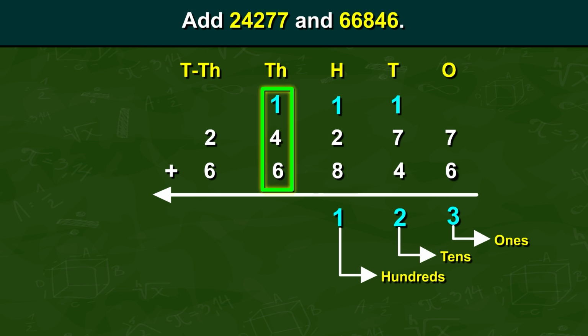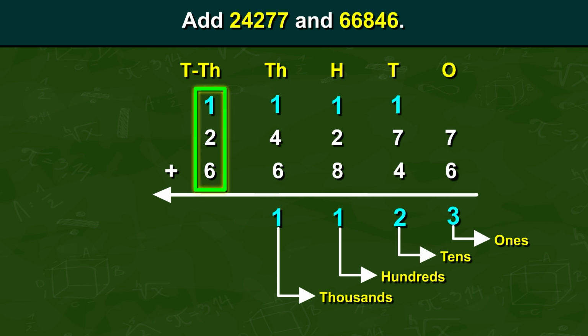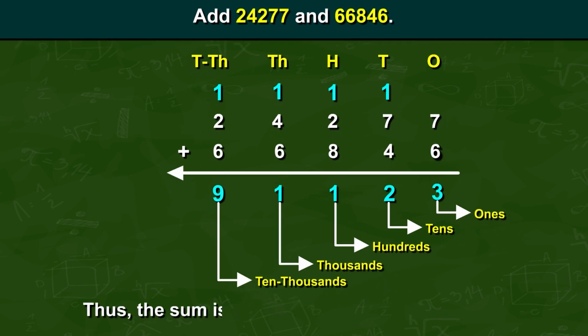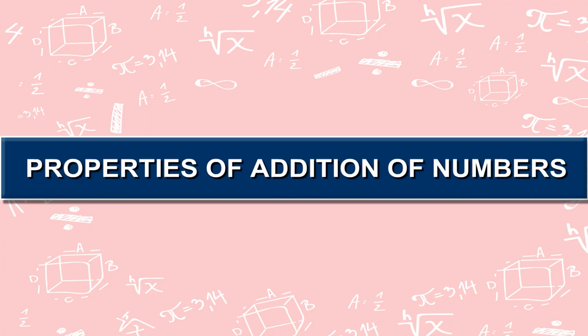Step 5. 1 plus 6 plus 4 is equal to 11, the sum of the thousands and carried over hundreds digit. Carry 1 to the 10,000s column and write 1 beneath the thousands column. Step 6. Add 10,000s. 1 plus 6 plus 2 is equal to 9. Write 9 under 10,000s column. Thus, the sum is 91,123.